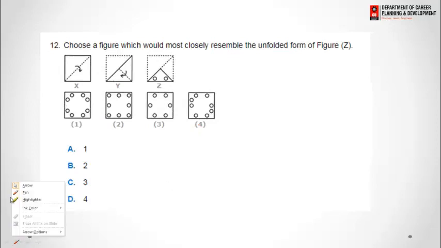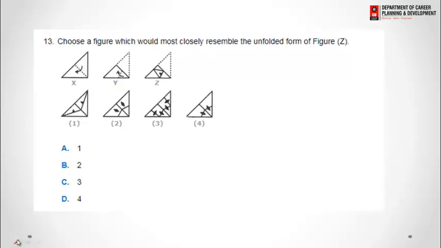Whereas in question number 12, we fold the square in half, then we fold it in another half, and in the Z figure we make two circles something like that. When we unopen it, there will be a circle right there and right there, and on the other opening we have a circle something like this on the other half of the page. It means the answer is quite similar to answer number 1, which means option A for this question.